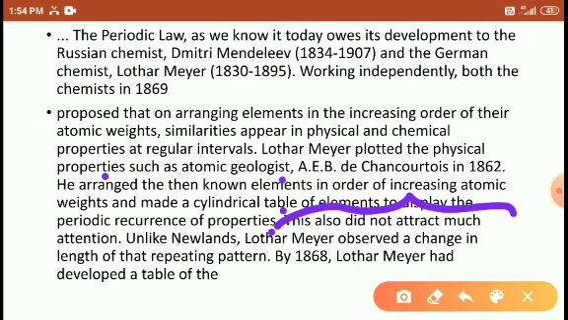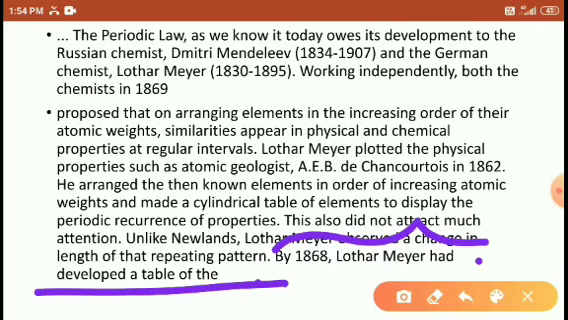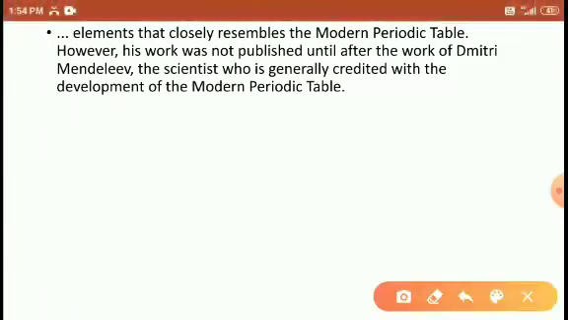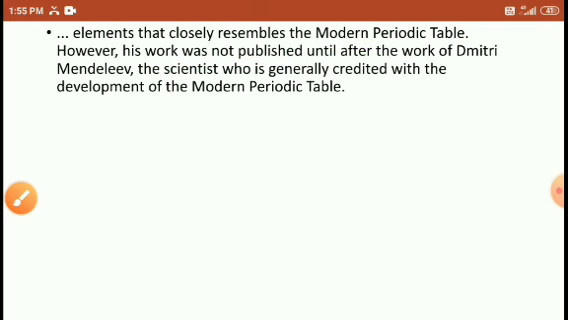Lothar Meyer changed the length of the repeating pattern. Lothar Meyer's theory was closely related to the modern periodic table. However, it was not published. The Lothar Meyer theory was not published, and that's why it failed.